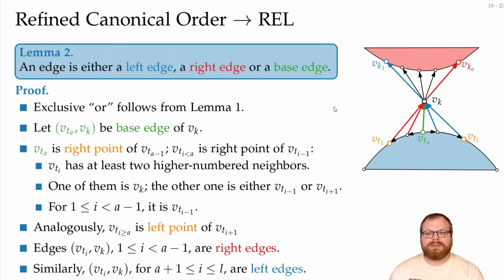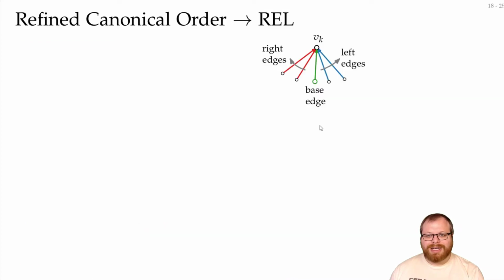Alright, so we have a proper coloring. Every edge has a direction and one of three colors. The thing is, for a regular edge labeling, we only want two colors. We only want blue and red. So let's try to get rid of the green color. How can we do that?